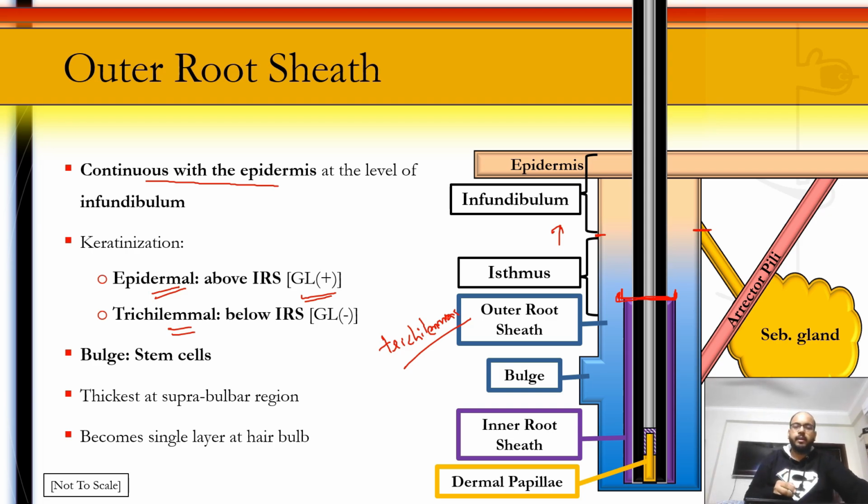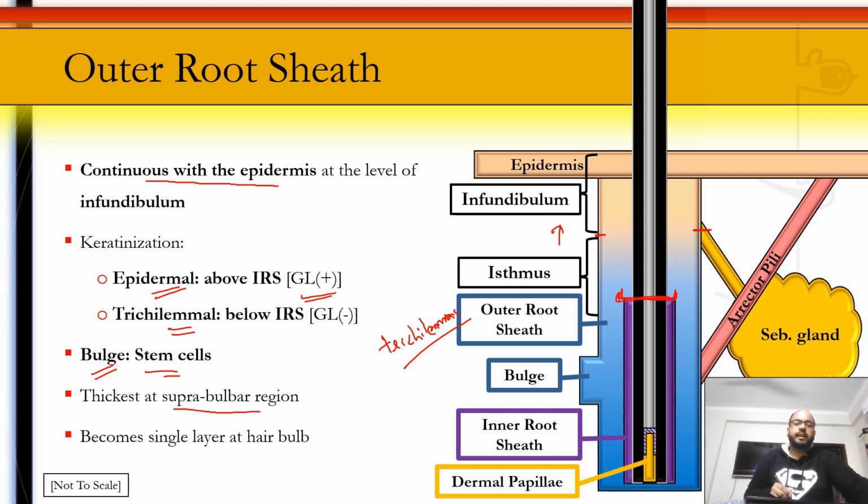Now, the part of ORS where the erector pili attaches, it bulges out. It is thickened, and that is known as the hair bulge. And this houses the stem cells. So all these stem cells are there at the hair bulge, and these stem cells are responsible for creating a new follicle every time the follicle enters into the anagen phase. Clear? Now this is thickest at the suprabulbar region. The thickening is known as the bulge.